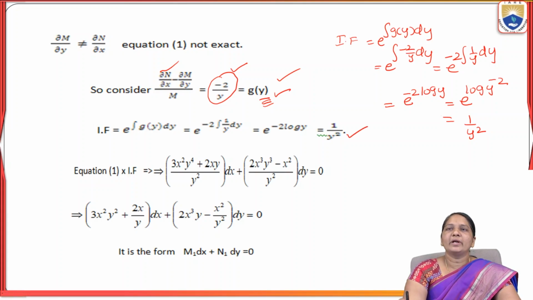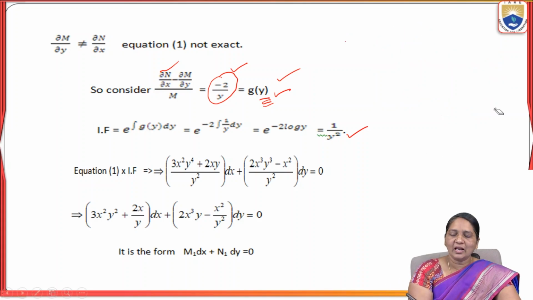We are going to multiply equation 1 with this integrating factor. Now, what is the given equation? The given equation is 3x square y power 4 plus 2xy, multiplied by 1 by y square, the integrating factor, into dx plus the n value. What is the n value? 2 into x cube y cube minus x square, and here multiplying with the integrating factor 1 by y square into dy equal to 0.